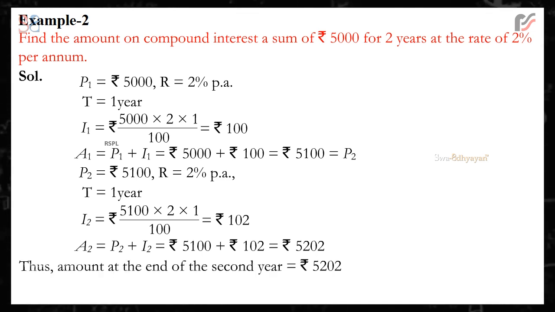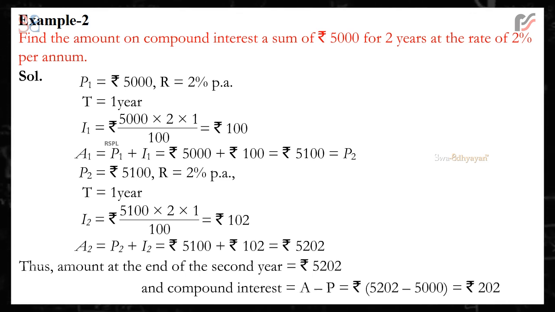Thus, amount at the end of the second year is equal to rupees 5,202 and compound interest is equal to A minus P is equal to rupees 5,202 minus rupees 5,000 is equal to rupees 202.